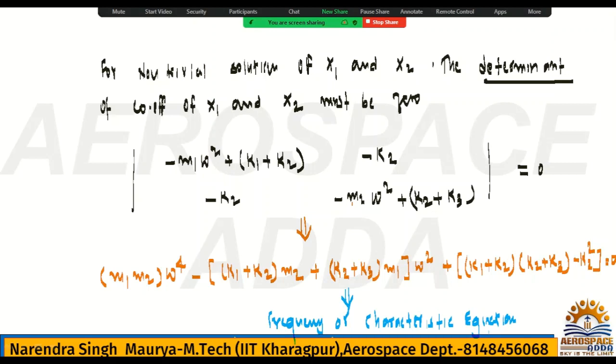Like a quadratic equation, ax square plus bx plus c, what is the solution? 2 solutions, x1 and x2. Similarly, here omega is the natural frequency, because now you are talking about free vibration. For natural frequency, omega power is 4. So how many frequencies will you get? 2 natural frequencies, omega1 square and omega2 square. Further calculation you can perform. It's very simple. All right.